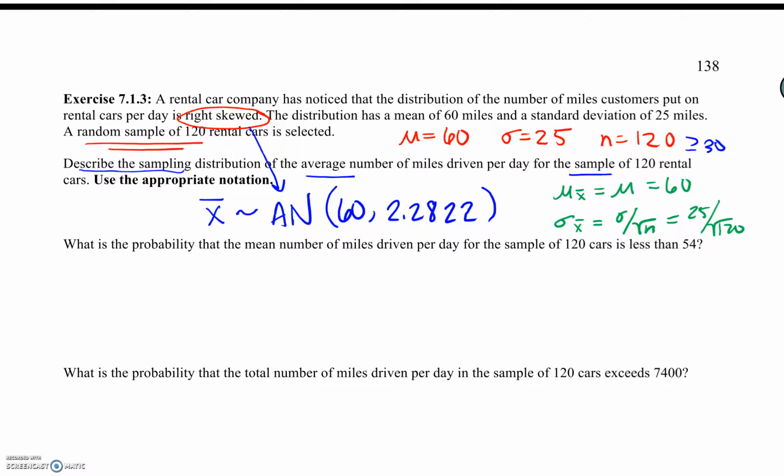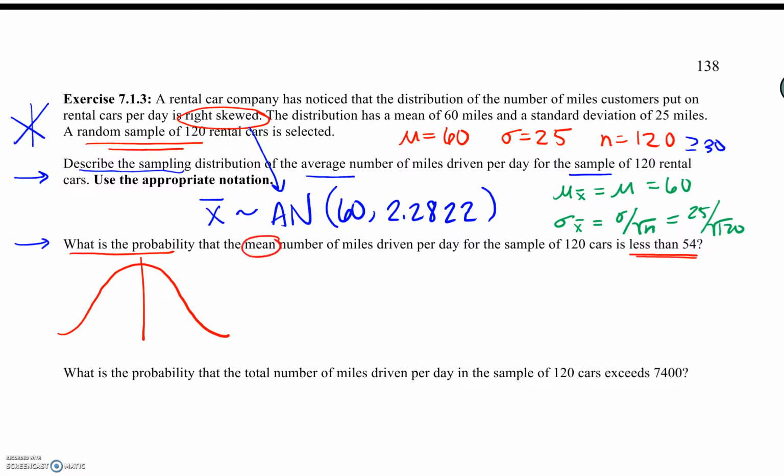This is similar to how this would be on an exam. Just like I said for part 6, I'm going to basically give you a little heads up that says, what distribution are we using? And then a question that says, now that we know what distribution we're using, let's go ahead and calculate something. So the next question says, what is the probability, so we're looking for an area under the curve, that the mean number of miles driven per day for the sample of 120 cars is less than 54.